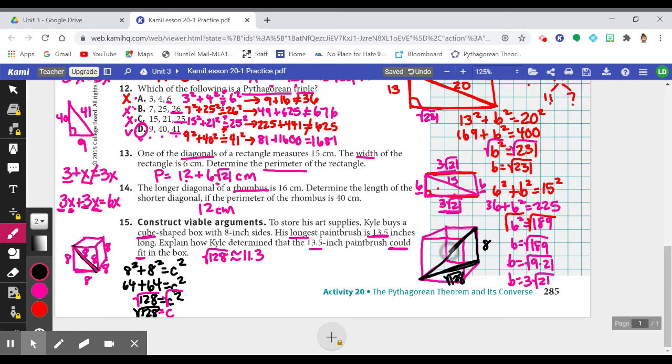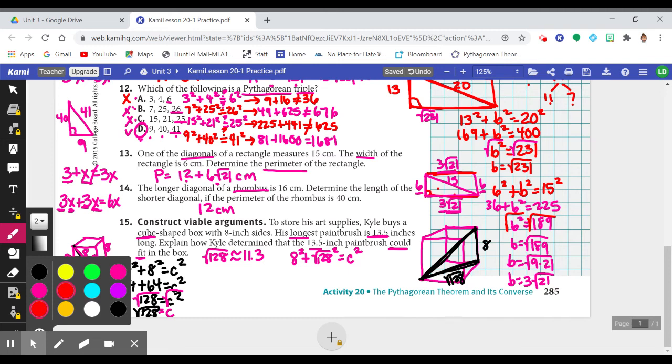So now we're going to find this diagonal across the three-dimensional plane by still using the Pythagorean theorem. So we'll take 8 squared plus the square root of 128 squared, and we'll see if this length now, this diagonal across the 3 dimensions, is in fact long enough to fit the 13.5 inch paintbrush. Now 8 squared is easy for us. We actually already did it. We found it was 64.